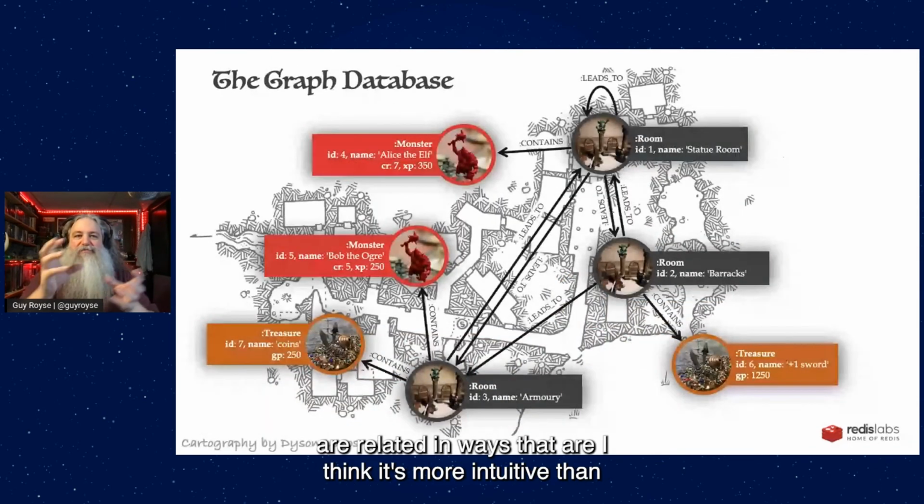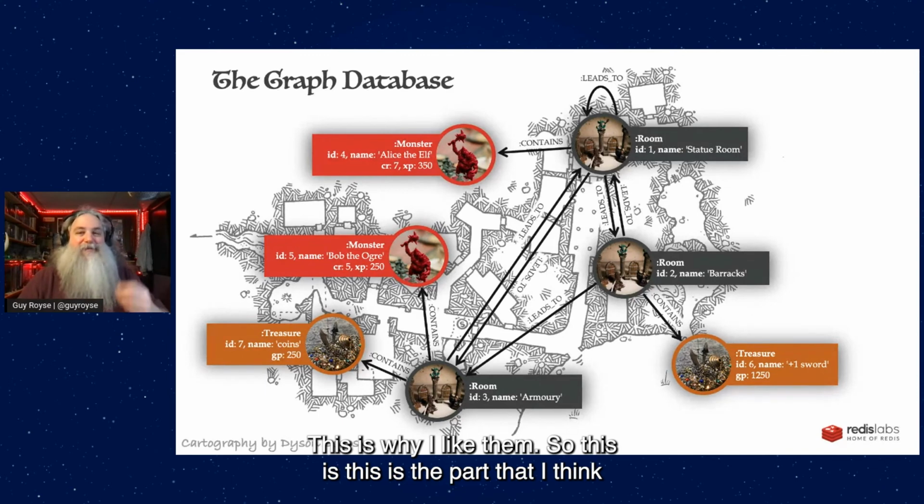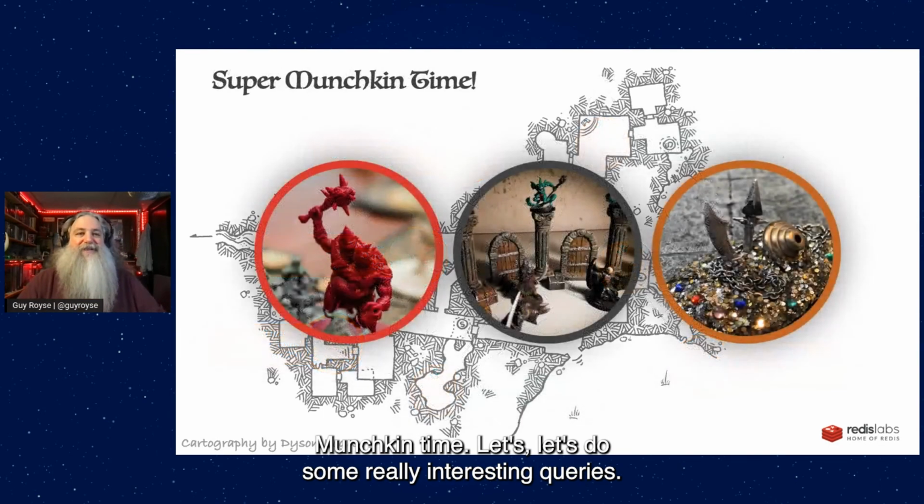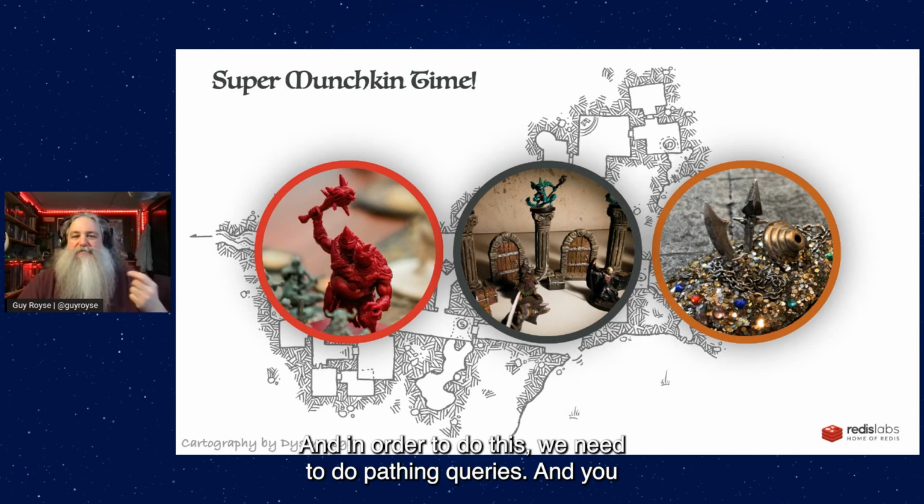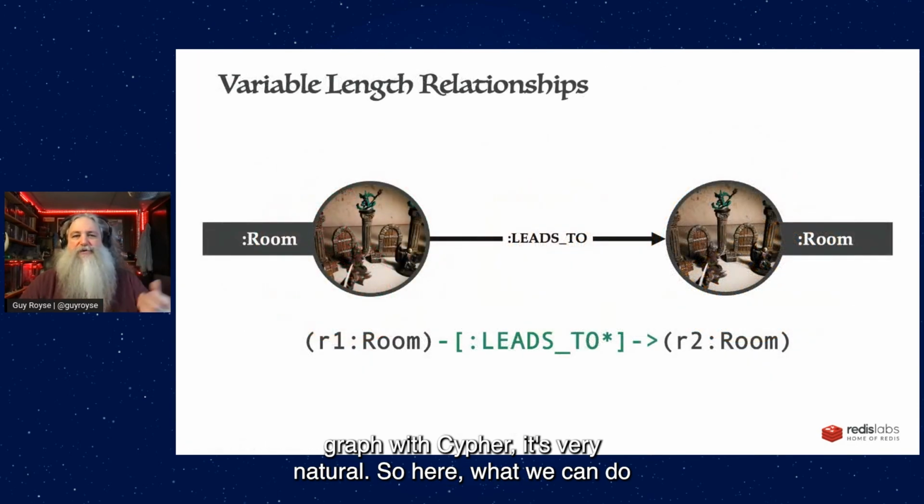All the rooms are related in ways that, I think, are more intuitive. My bias is that I think graph databases are more intuitive. It's why I like them. So this is the part that I think is really different about graph versus relational. It's super munchkin time. Let's do some really interesting queries, and in order to do that, we need to do pathing queries. You can do these pathing queries in SQL, but I don't have a lot of experience with them, and it's a newer language feature. But in a graph with Cypher, it's very natural.